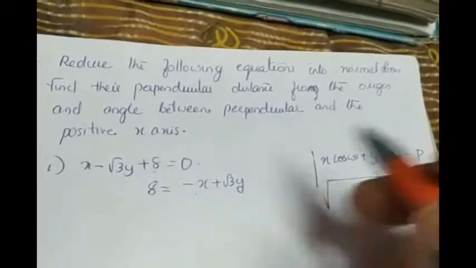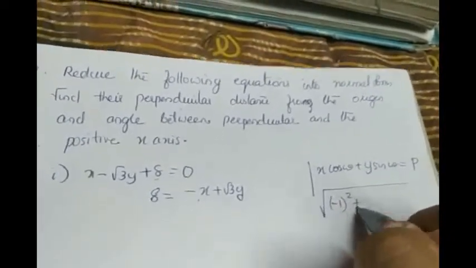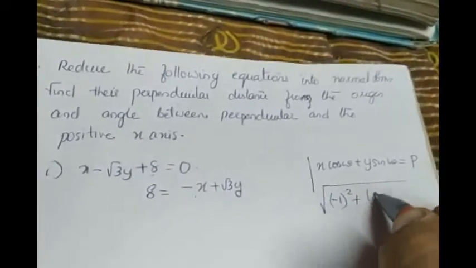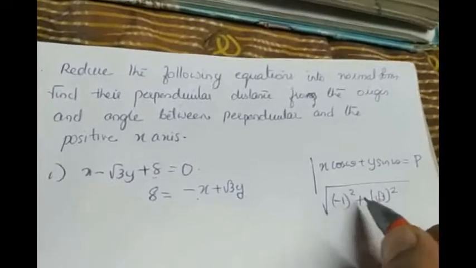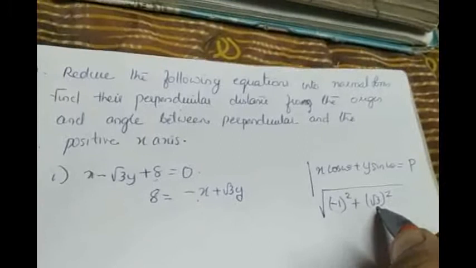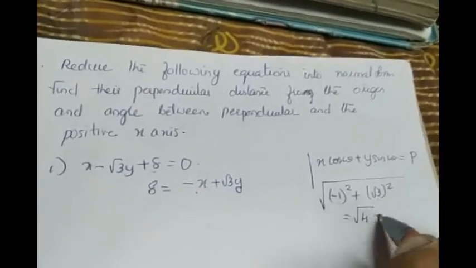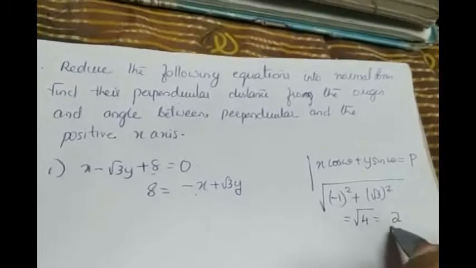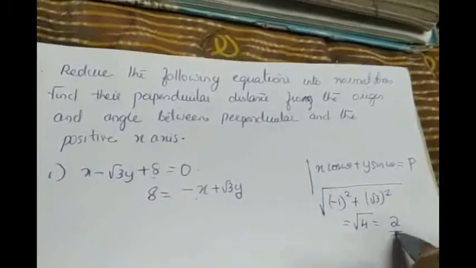Coefficient of x is minus 1. We have to take minus 1 square plus coefficient of y, root 3 square. So we take the square root of coefficient of x square plus coefficient of y square. So minus 1 square is 1, root 3 square is 3. So 1 plus 3 gives you 4, root of 4 gives you the value 2. So we have to divide throughout the equation by 2.